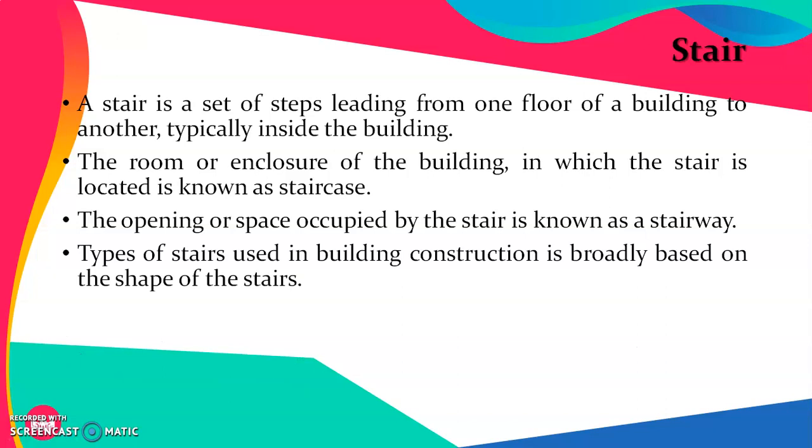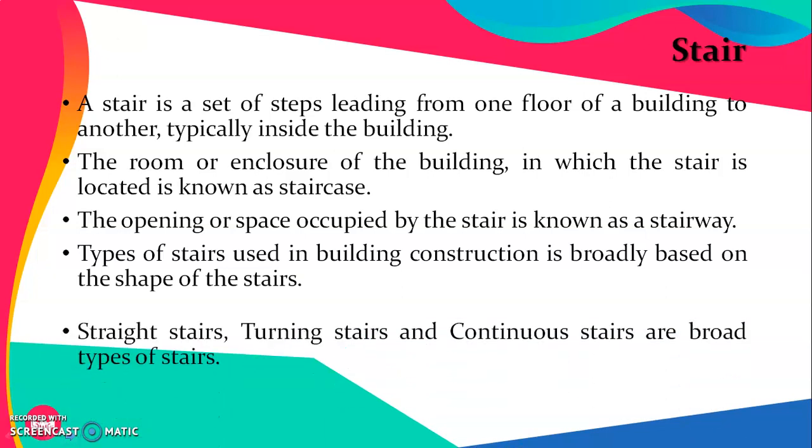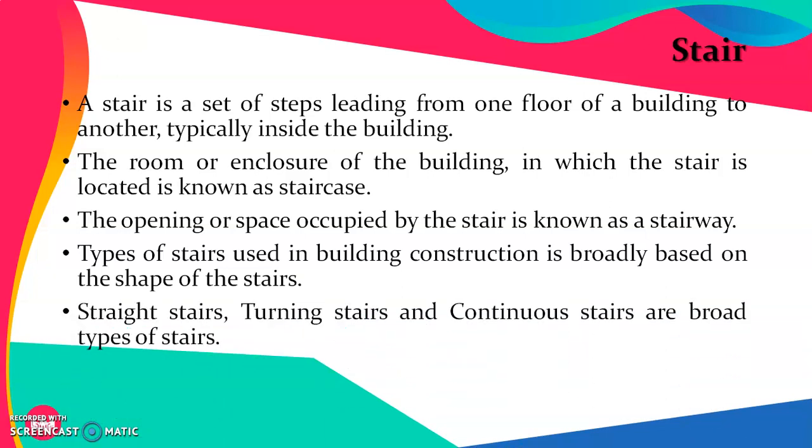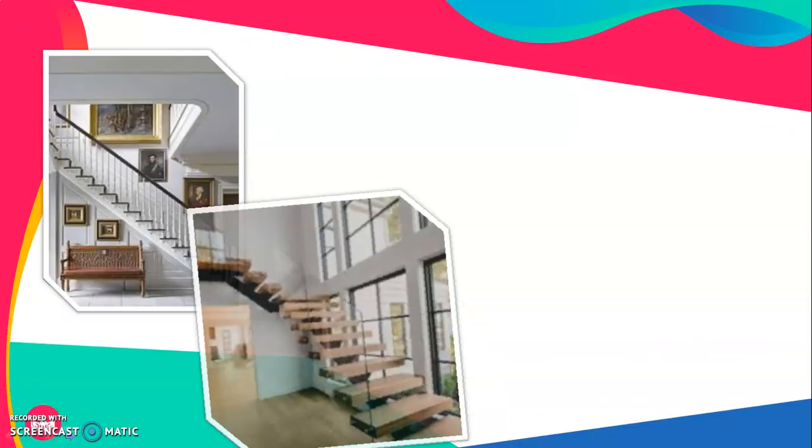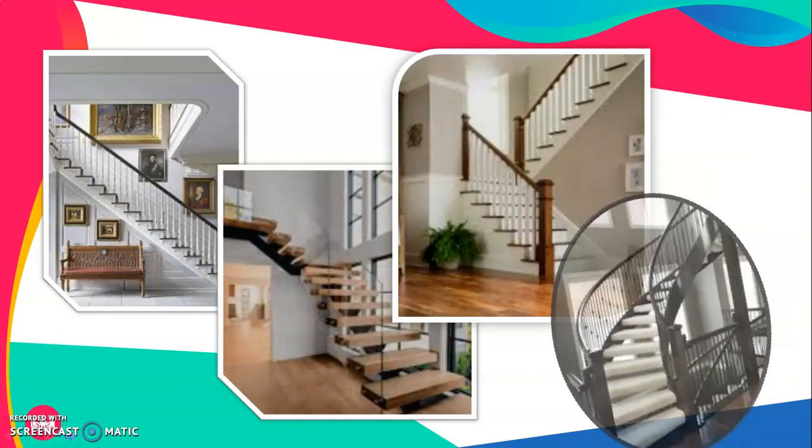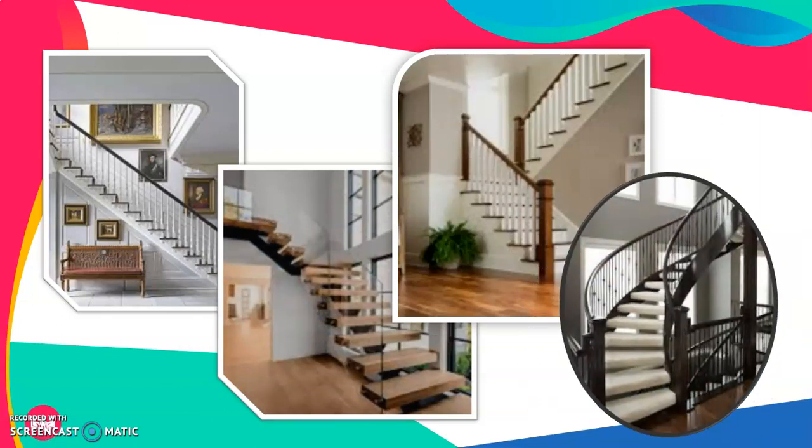The type of stairs used in building construction is broadly based on the shape of the stairs. Straight stairs, turning stairs and continuous stairs are the broad categories of the types of stairs. So these are the different types of stairs used in construction. The view itself suggests that they are not only used as a means of vertical communication, but they are equally important in improving the elegance or the aesthetic of a building from inside.